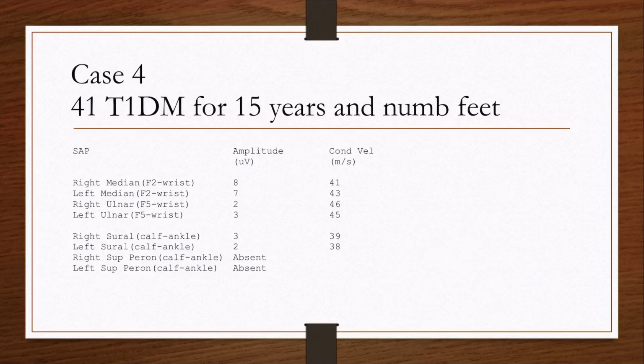Let's have a look in the upper limb. Ulnar responses are reduced, and the medians are also down too. So we can see overall there's a bit of a gradient here of sensory nerve action potential reduction. Conduction velocities are borderline reduced, but basically okay.